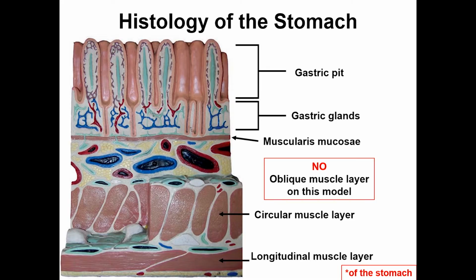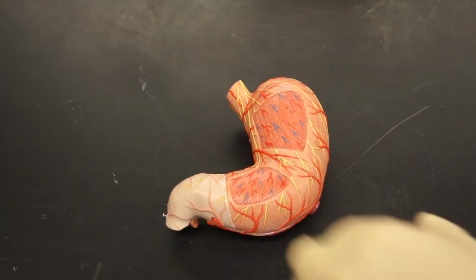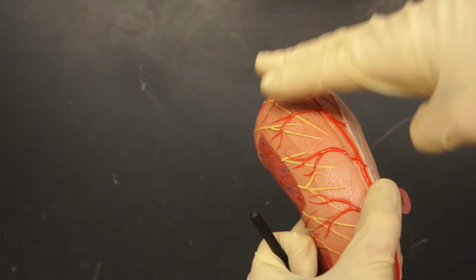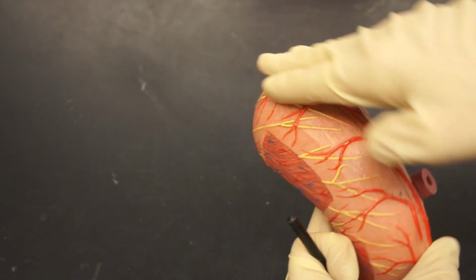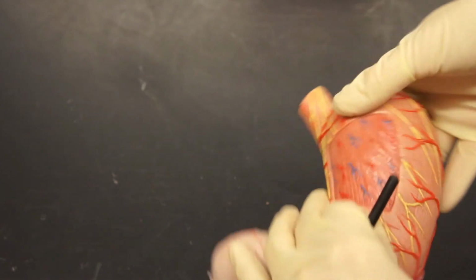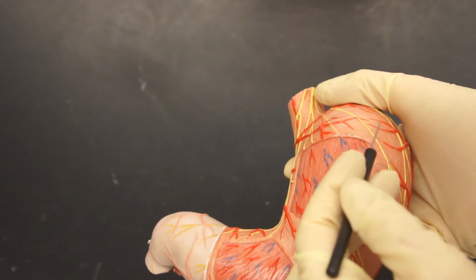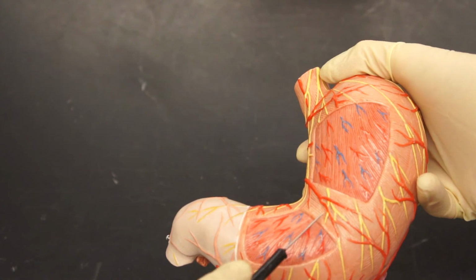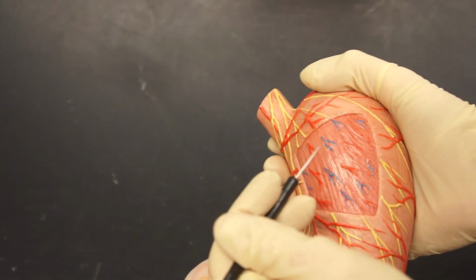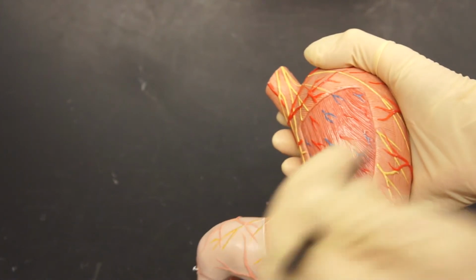Here we can see a model of the histology of the stomach with the gastric pits up top, followed into the gastric glands. And then another difference that's not shown in the model between the small intestine and the stomach is the presence of the oblique muscle layer. On this model, we can see the longitudinal muscle layer, striations going up and down, the circular muscle layer, striations going across, and the oblique muscle layer, striations going diagonally.